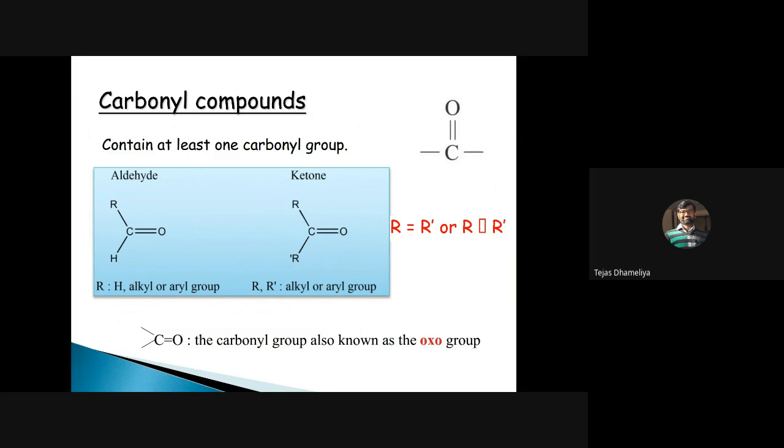Carbonyl compounds are the potential source of nucleophilic addition reaction, because in this kind of reaction, a nucleophile will be there. This nucleophile will attack this carbonyl.